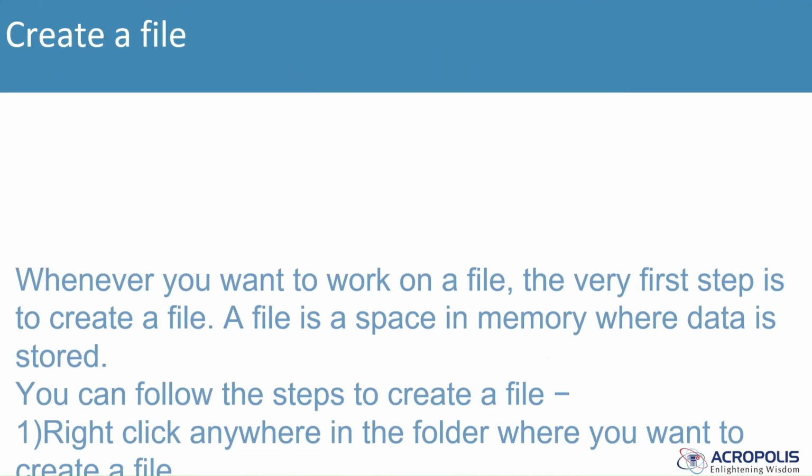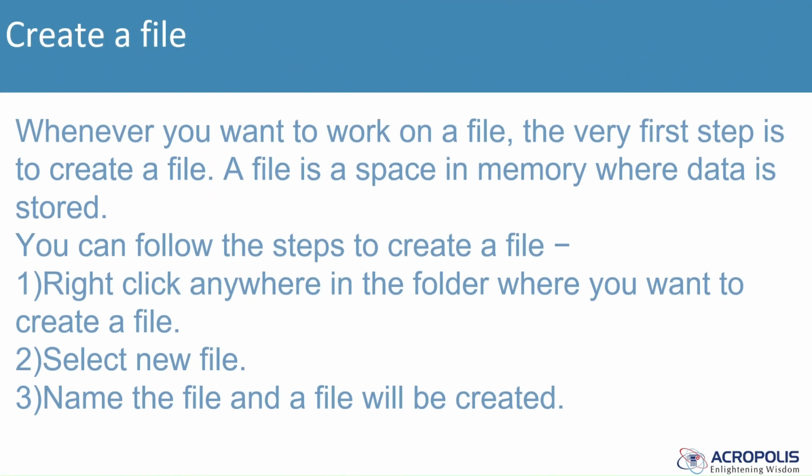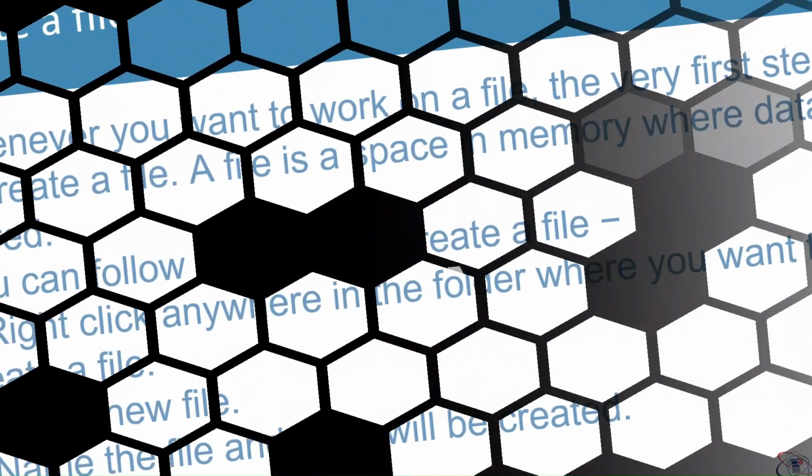Create a file. Whenever you want to work on a file, the very first step is to create a file. A file is a space in the memory where the data is stored. You can follow these steps to create a file. Point number 1, right click anywhere in the folder where you want to create a file. Number 2, select new file. Number 3, name the file and a file is created.